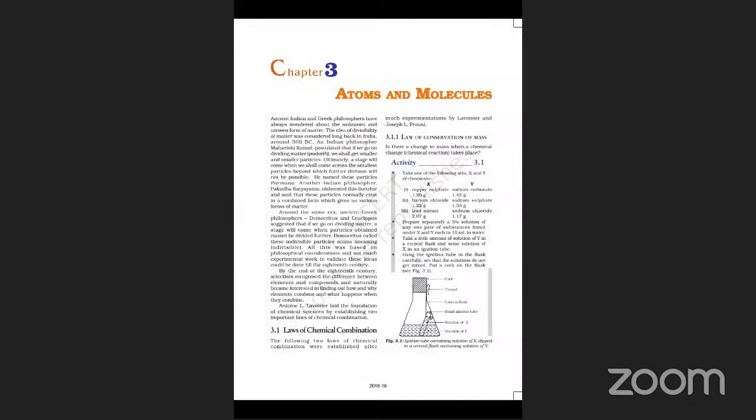Sir, as Nainika said, in molecules of elements, two or more atoms of the same element combine with each other, whereas in molecules of compounds, two or more atoms of different elements combine with each other in fixed proportion.